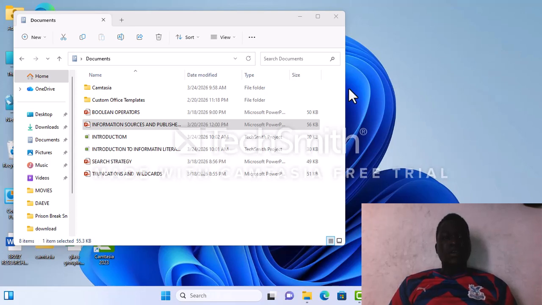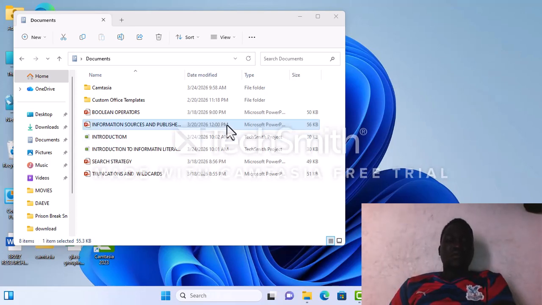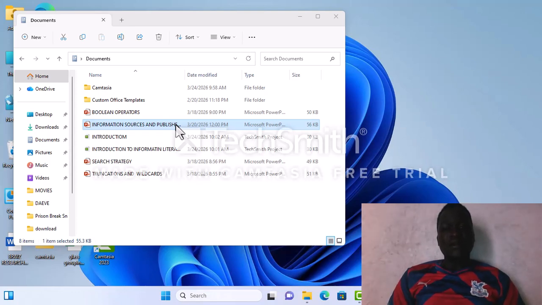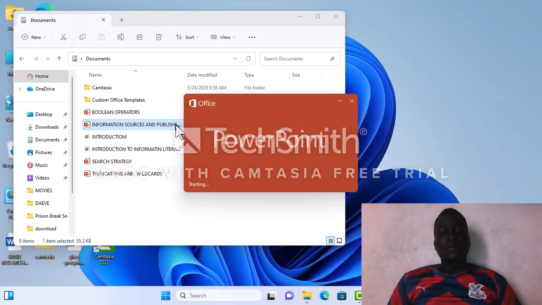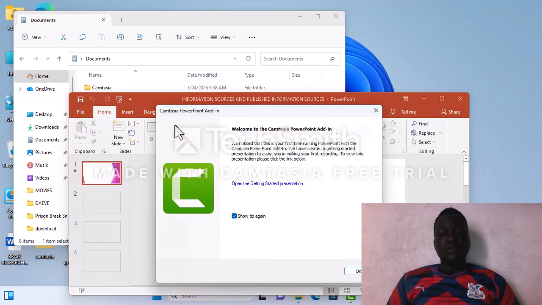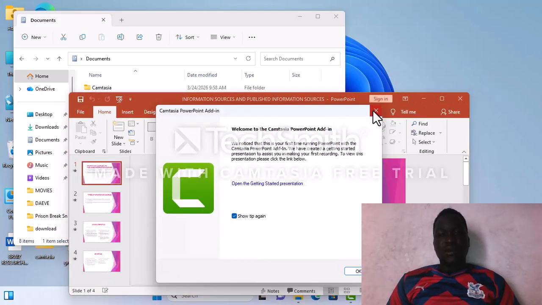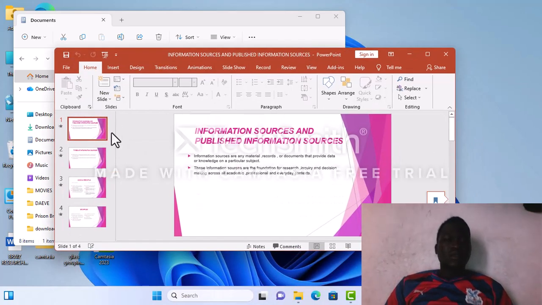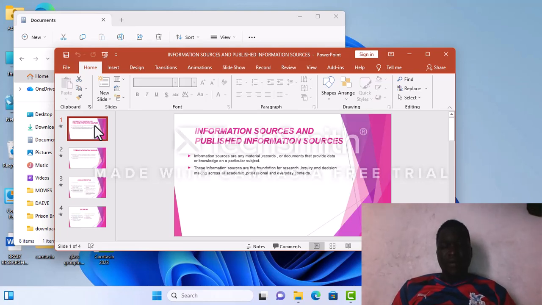So today I will be taking you through information sources and published sources of information. I'm going to do a presentation in slide form. This is our work that I'm going to present to you. So we go straight to number one, and that's information sources and what published information sources are.